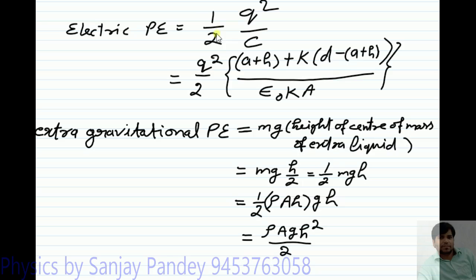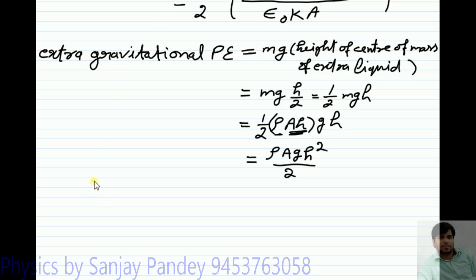So it will be equal to half mgh, which is half, where the value of m is volume times density, rho a into h, into rho, into g h. It will be equal to rho a g h square upon 2. Now the total energy of the system will be equal to electrical potential energy plus gravitational potential energy.